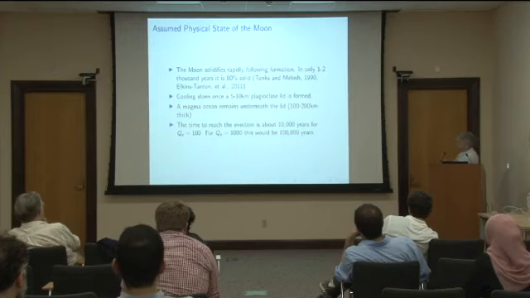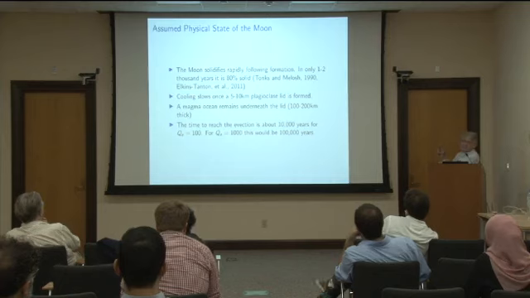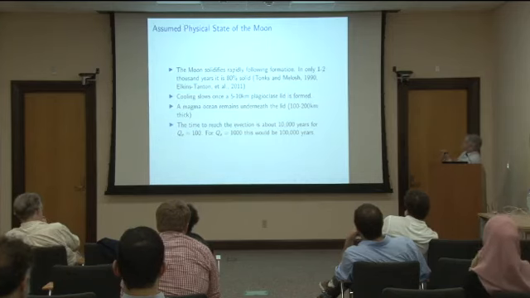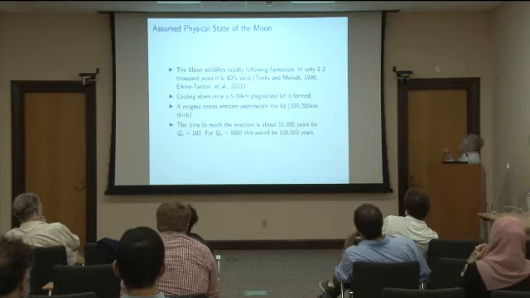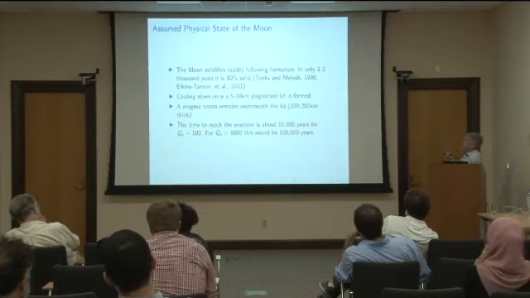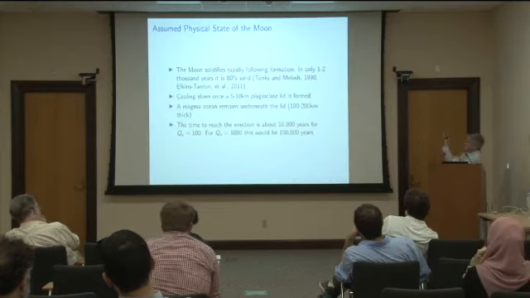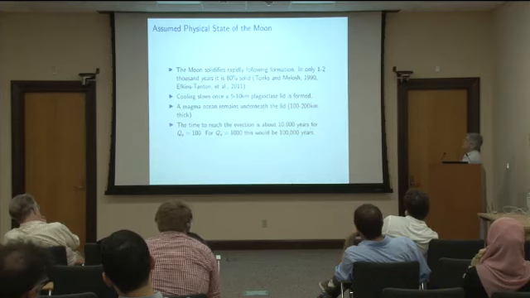So the assumed physical model of the moon is all from Lindy, and I'm sorry, I can't defend it. I hate this. But I can't defend it. So here it is. The moon forms rapidly, solidifies rapidly following formation. In only 1,000 or 2,000 years, it's 80% solid. That's because it has a free surface and radiates energy efficiently.